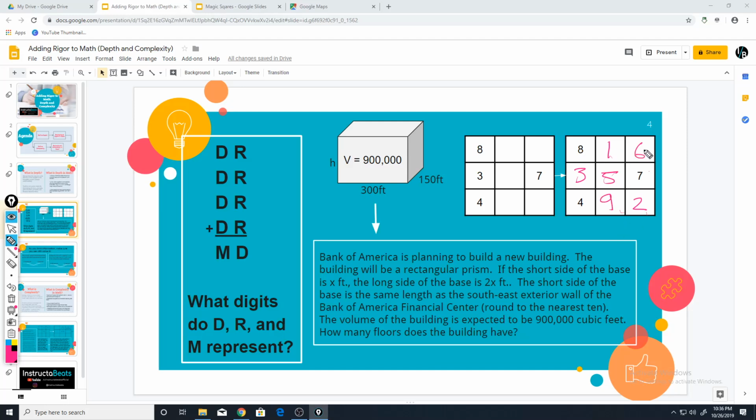8, 1, 16, 15, that works. 4, 9, 2, 15, that works. 1, 5, 9, 15, that works. And this magic square is complete now.